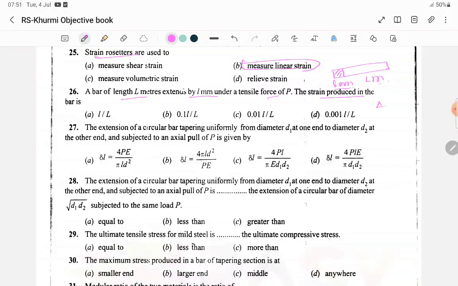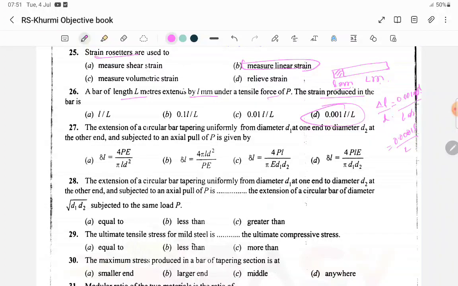So delta L by L. Delta L is 1 mm, which is 0.001 meter, small l by capital L meter. So the meter will cancel. So 0.001 l by capital L.